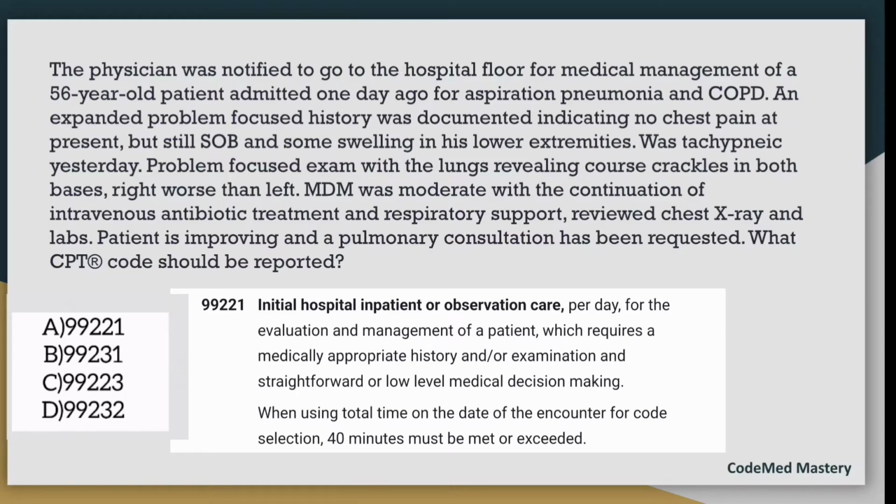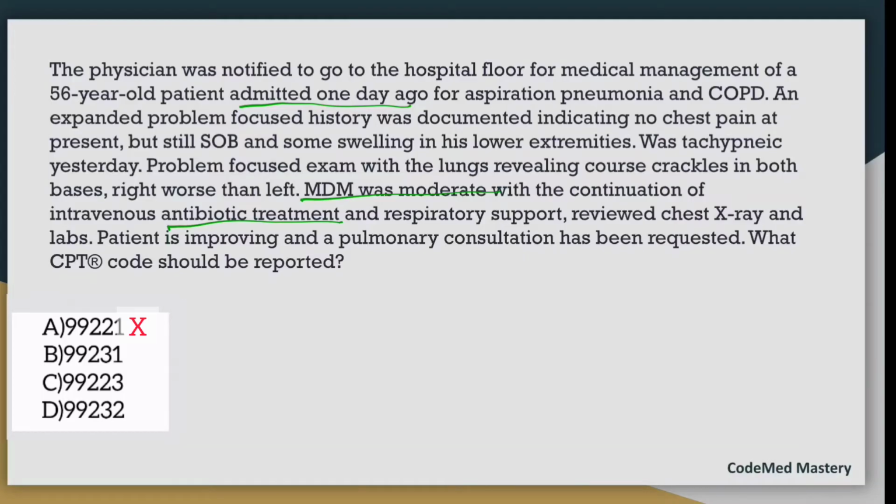The physician was notified to go to the hospital for medical management of a 56-year-old patient admitted 1 day ago for aspiration pneumonia and COPD. So here the patient was admitted 1 day ago and today the physician was notified to go to hospital for medical management of this patient. The MDM was moderate with continuation of intravenous antibiotic treatment. What CPT code should be reported? In our case, the MDM is moderate and it is a subsequent hospital care because the patient was admitted 1 day ago. So we will eliminate option A because it is not matching with the question.